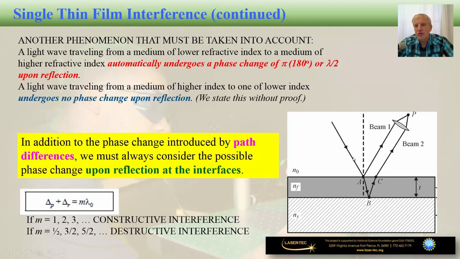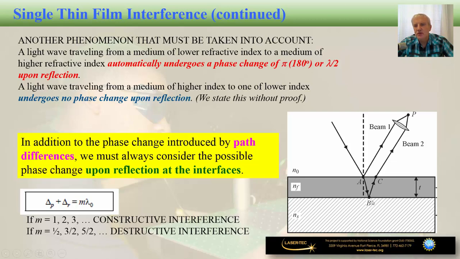That applies only when, as mentioned, light reflects from the surface, hitting the surface from the medium with a lower index of refraction to the medium on the other side that has a higher index of refraction. A light wave traveling from a medium of higher index of refraction to one of a lower index of refraction is not going to undergo this phase change.